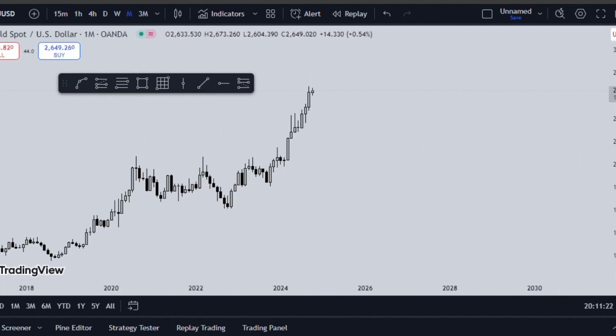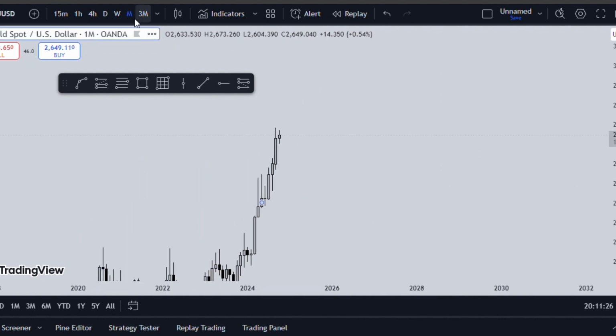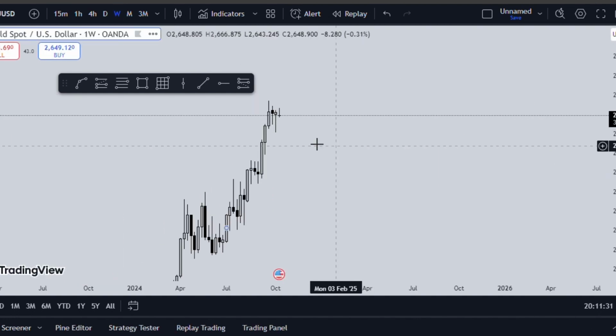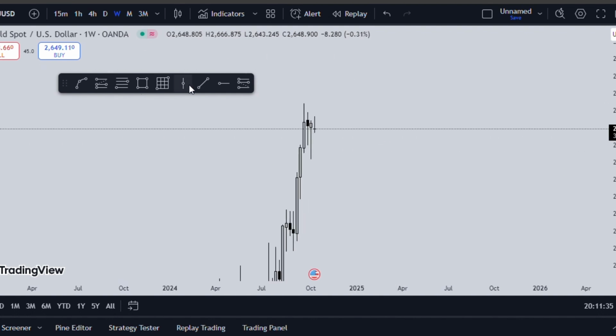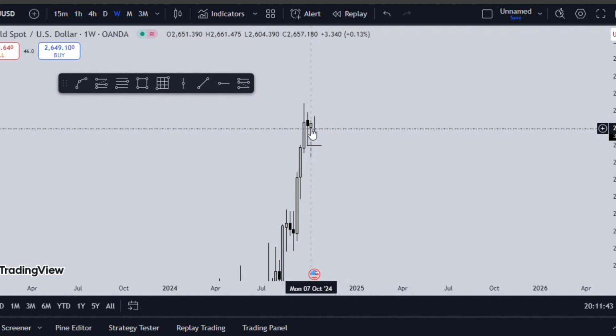Then I look for another failure swing. I don't see anything. Then I go on the weekly. Now, as I said, I focus on the last 3 candles, right? I focus on just the last 3 candles, and that is the 3 candles I look for. And there was a failure swing here.